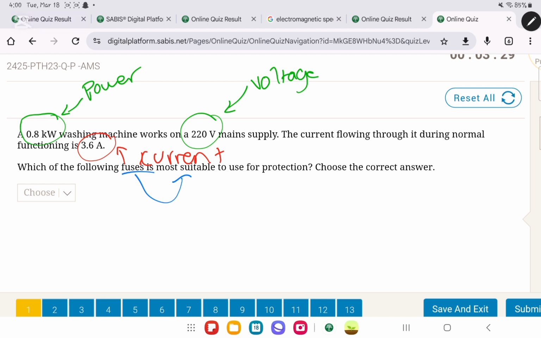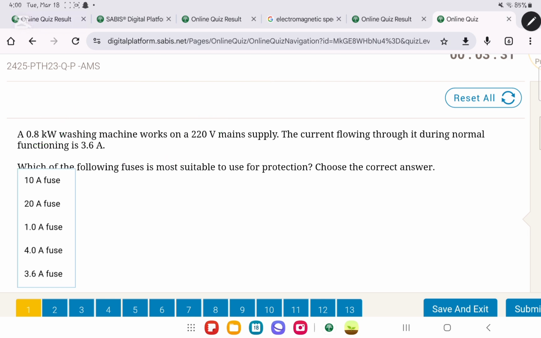And if we look at the answers, what will we see as options? We will see we have 10 ampere fuse, 20 ampere fuse, 1 ampere fuse, 4 ampere fuse, and 3.6 ampere fuse. Okay, so 10 ampere for sure is not gonna work because we're dealing with a 3.6 ampere current. Then 20 ampere for sure is way too high. 1 ampere is way too low. Now we are left with two options, which are 4 ampere and 3.6 ampere.